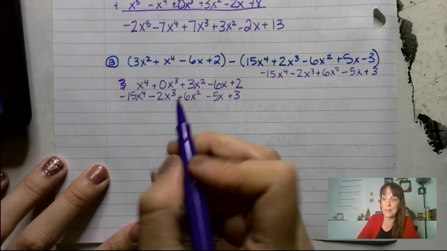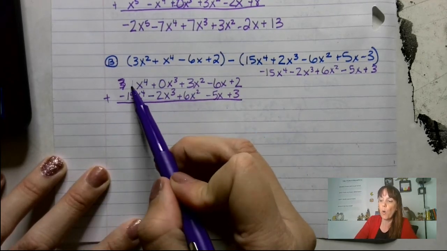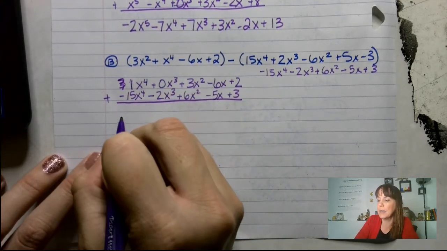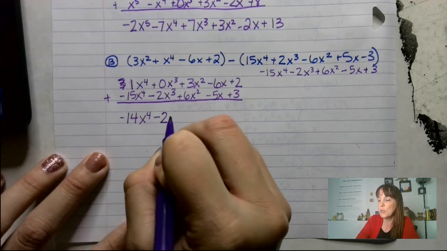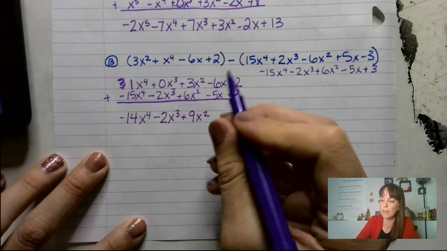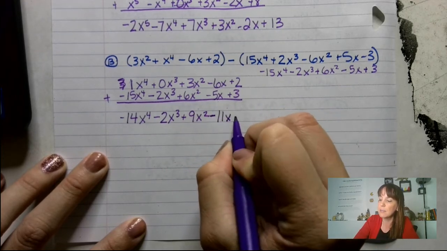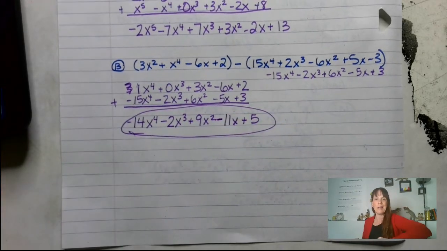All right, so I've got all these here now. We're going to add those together. So 1 plus a negative 15 is going to be negative 14x to the fourth minus 2x to the third plus 9x squared minus 11. Oh, it's kind of hard to see. Minus 11x plus 5. That is our big fat answer.